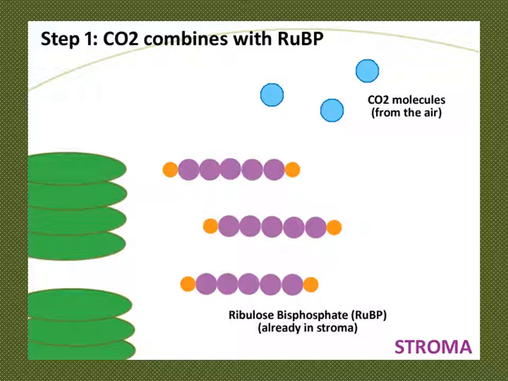So the first step, again, carbon dioxide combines with RuBP. Here are the CO2 molecules represented in blue, coming from the air. And these purple and orange molecules are RuBP, the ribulose bisphosphate. It has 2 orange phosphate groups, 1 on each end. Again, this all happens in the stroma. The thylakoids are over here, so we are not in the thylakoids, we are now in the stroma.